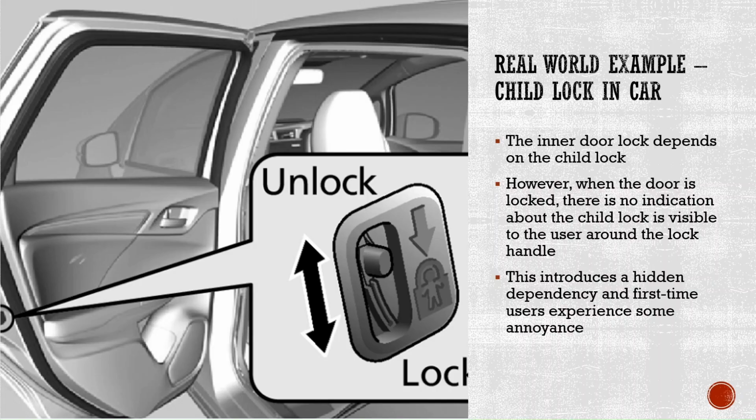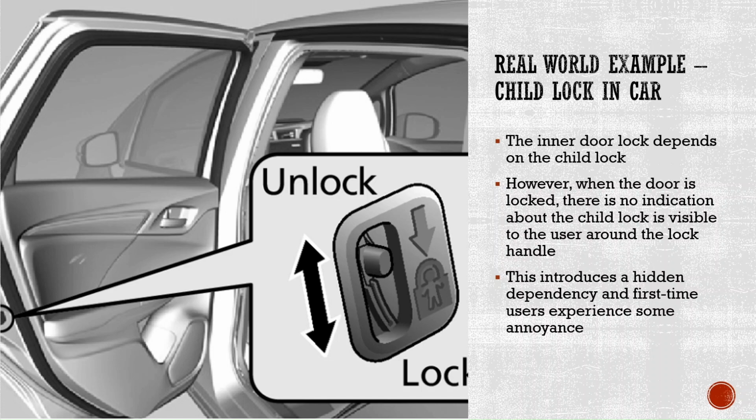Let's look at a real world example. In cars, there is a safety feature called child lock. So when one activates the child lock, the door cannot be opened from inside. This avoids the child from opening the door accidentally and creating any sort of trouble. I call this hidden logical dependency because around the door lock, there is no indication that shows a child lock is active, and while the door lock operation depends on it.